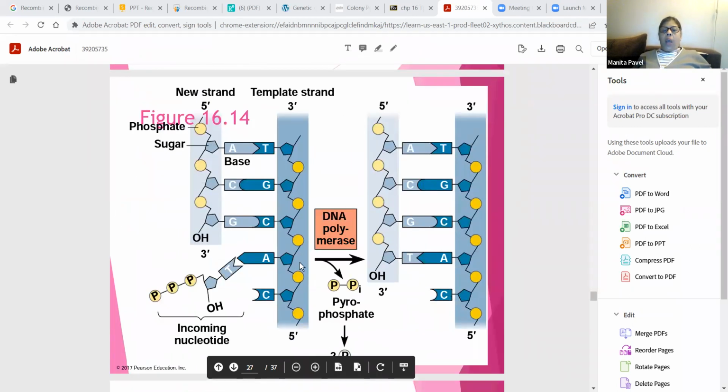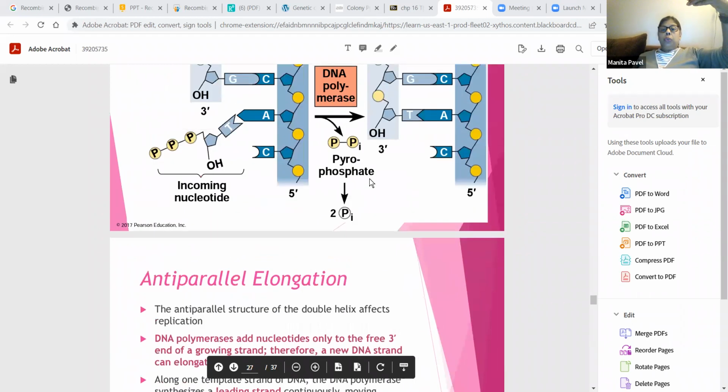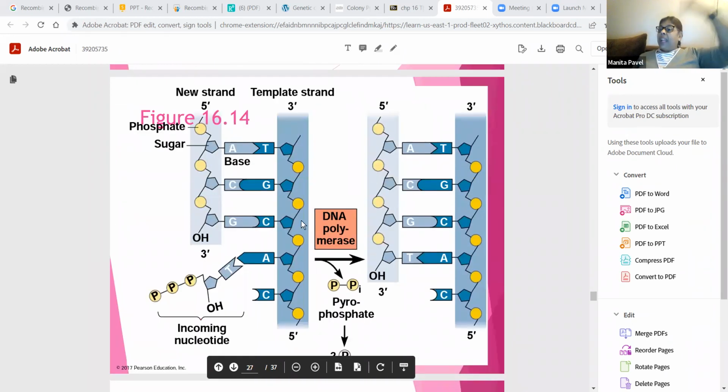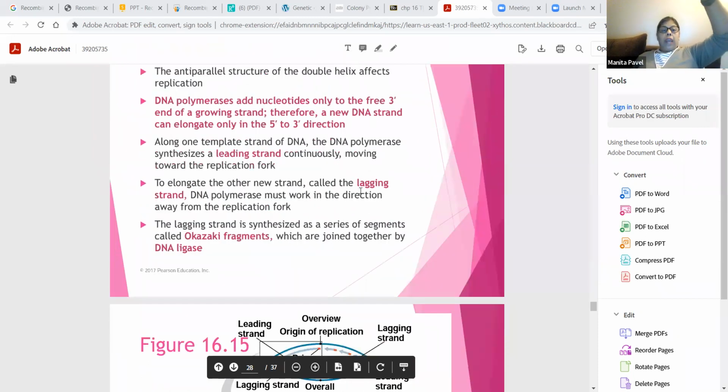So we've seen how DNA polymerase is joining the nucleotide sequences together. It adds the nucleotides only to the free 3' end because that's a complementary strand. Remember, it joins it on the complementary strand. Therefore, a new DNA strand can elongate only in the 5' to 3' direction. Now, along one template strand of DNA, the DNA polymerase is going to synthesize what we call a leading strand, continuously moving towards the replication fork. And to elongate the other strand, called the lagging strand, DNA polymerase will act in the opposite direction.